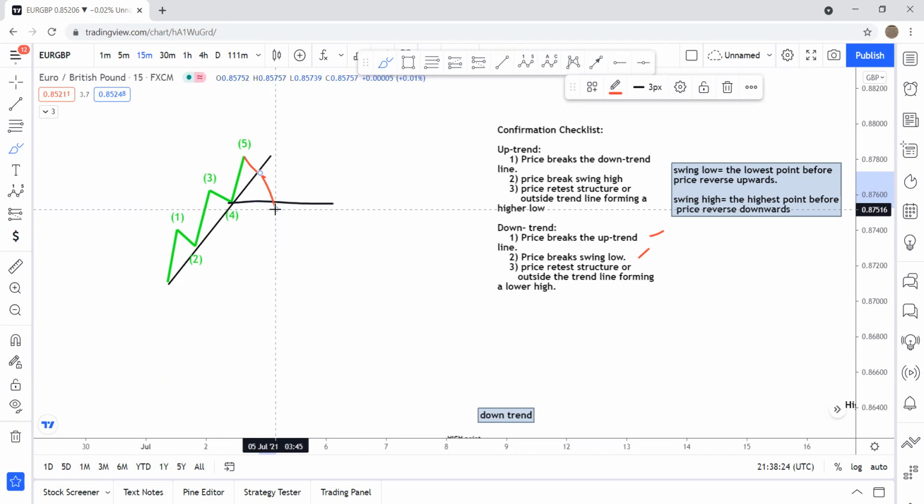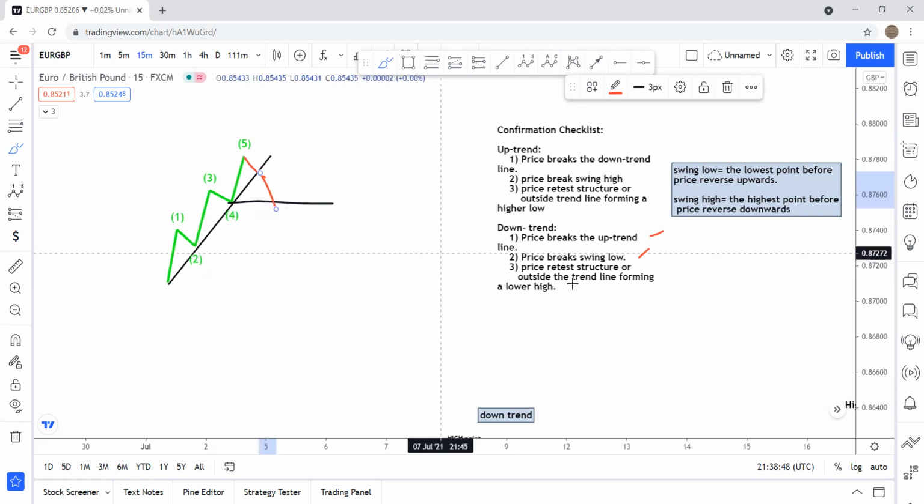I want you guys to understand that. Establish downtrend, right? But we're not just talking about establishing a downtrend. We're also talking about confirming a downtrend, okay? This is a confirmation checklist. Once it breaks the swing low, a downtrend is established. Once it breaks the swing high, an uptrend is established, okay?